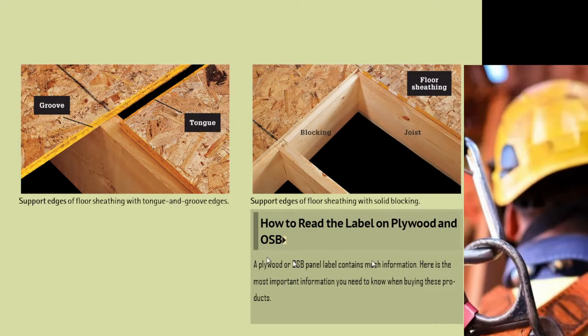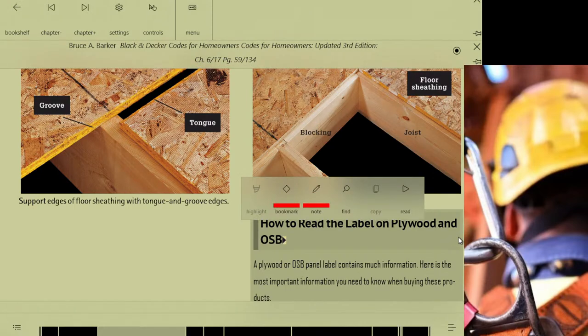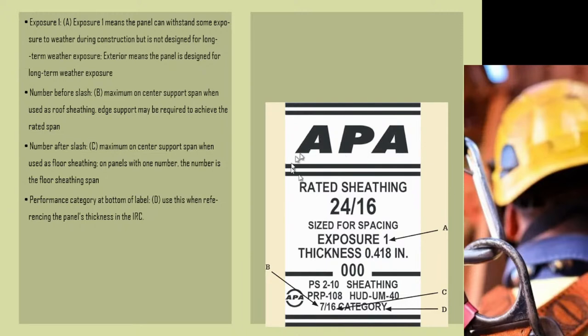So we are now laying the floor surface. Okay, first the sheathing. We have a tongue and groove configuration, so that the connection is seamless. Okay. So blocking and joist. So we have how to read the specification for the sheathing. Okay. So A, exposure, B, then C and D. So A is the exposure here. Exposure 1 means the panel can withstand some exposure to weather. Okay. Exterior means the panel is designed for long-term weather exposure.